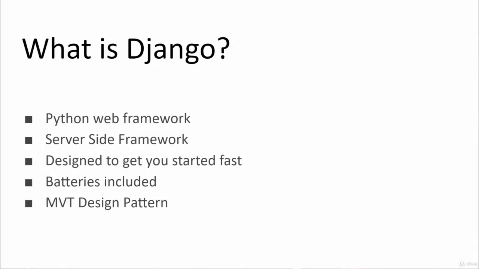Okay, so before we get started, I just want to run through a couple of slides here, get you introduced to what Django is, and then we'll move on to setting up our environment. So what is Django? Django is a Python-based web framework, and it is a backend framework, so it's on the server side. And this just means that we can use Python to build websites.